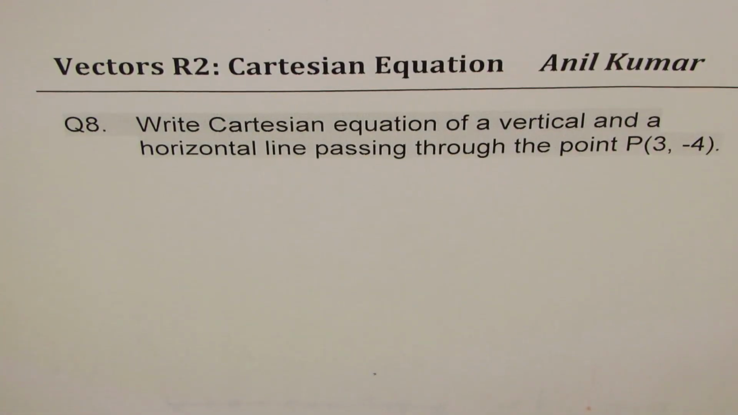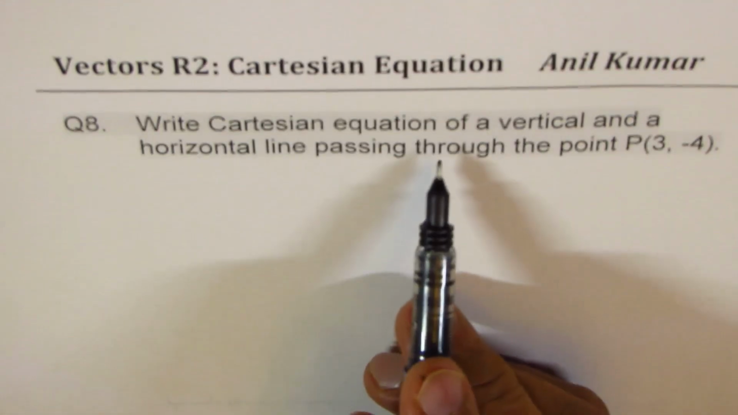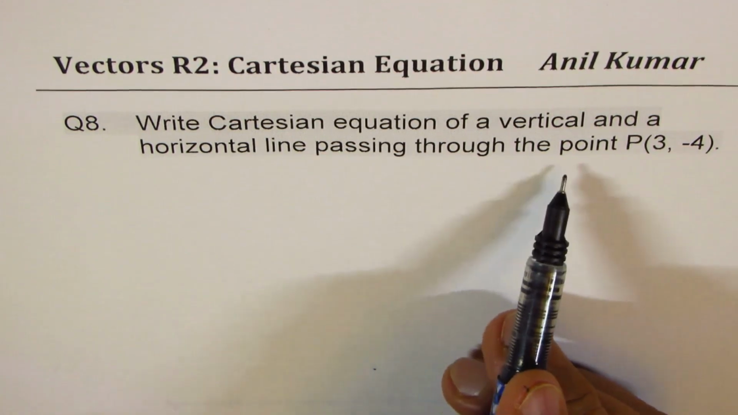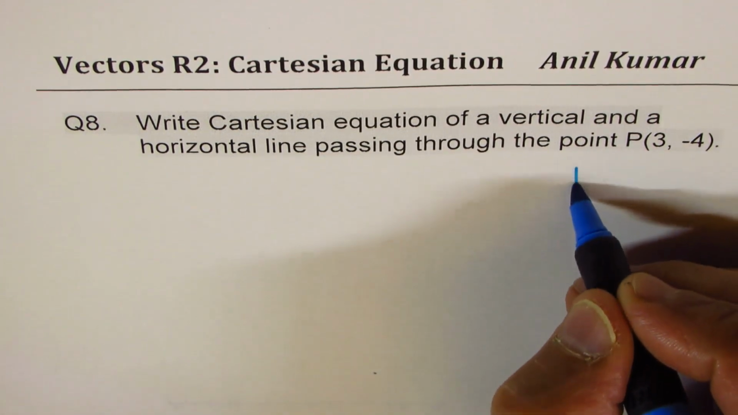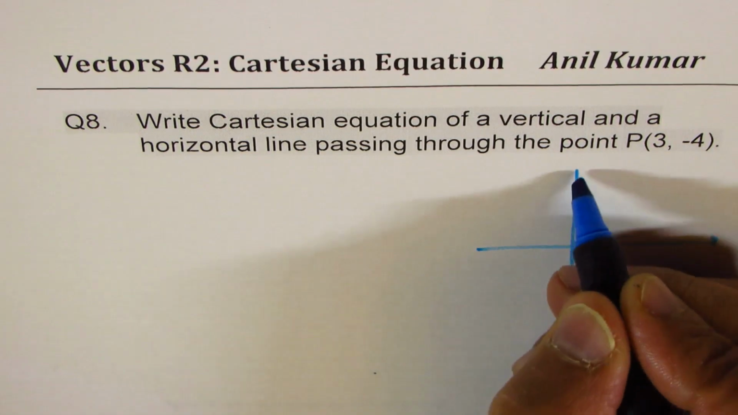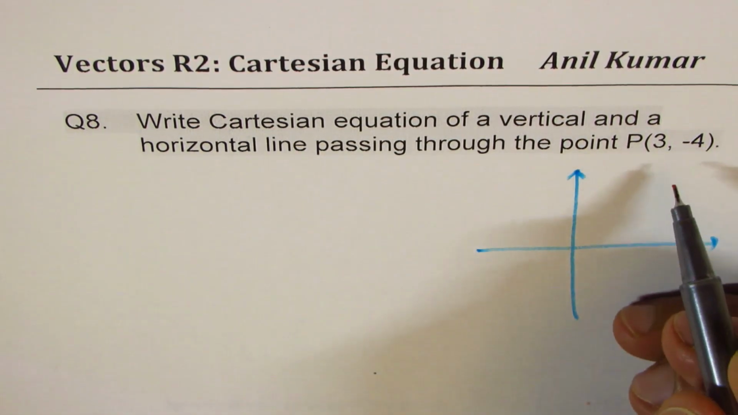Here is the last question of this video, question number 8. Write the Cartesian equation of a vertical and a horizontal line passing through the point P (3, -4), right? So what you can do is sketch the lines and then write down the equation. You can also pause the video, answer the question, and then look into my solution.